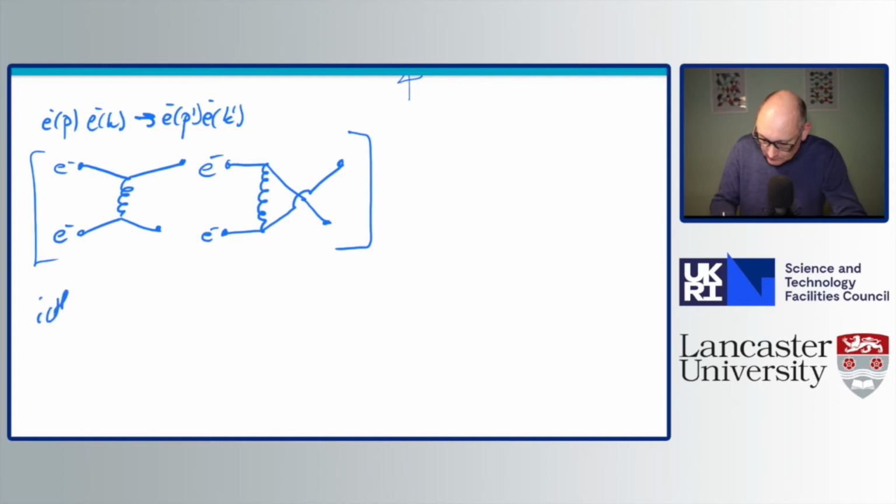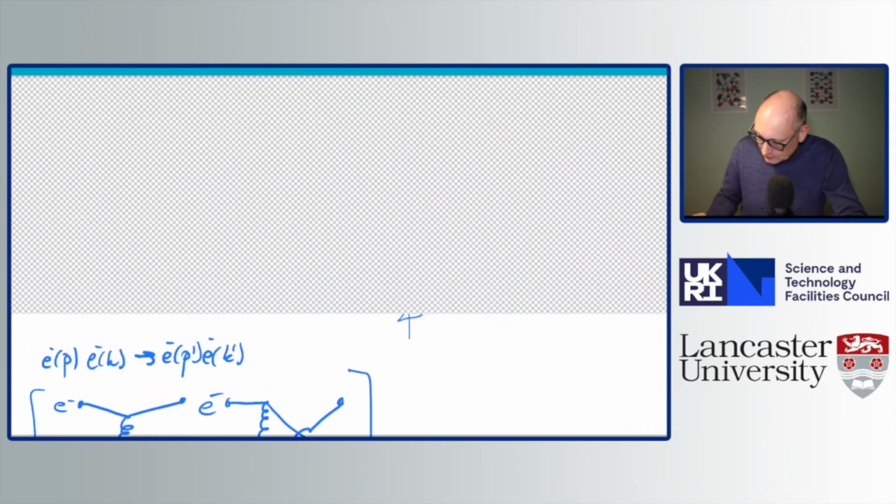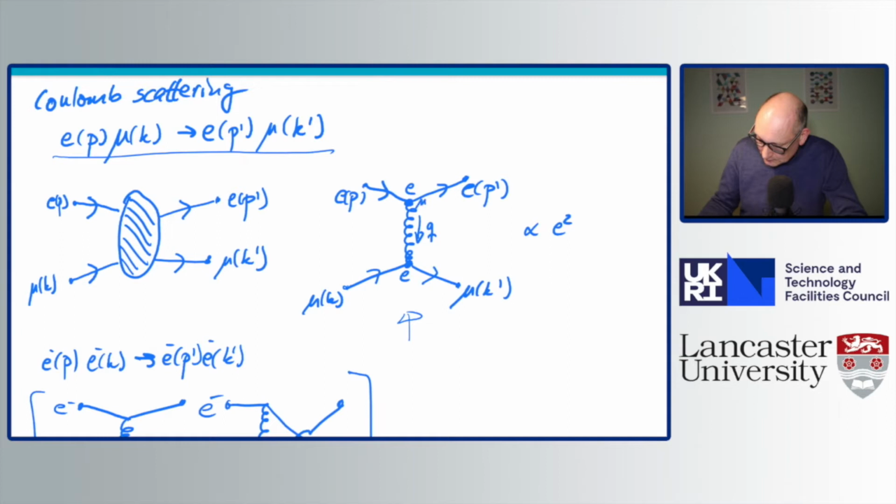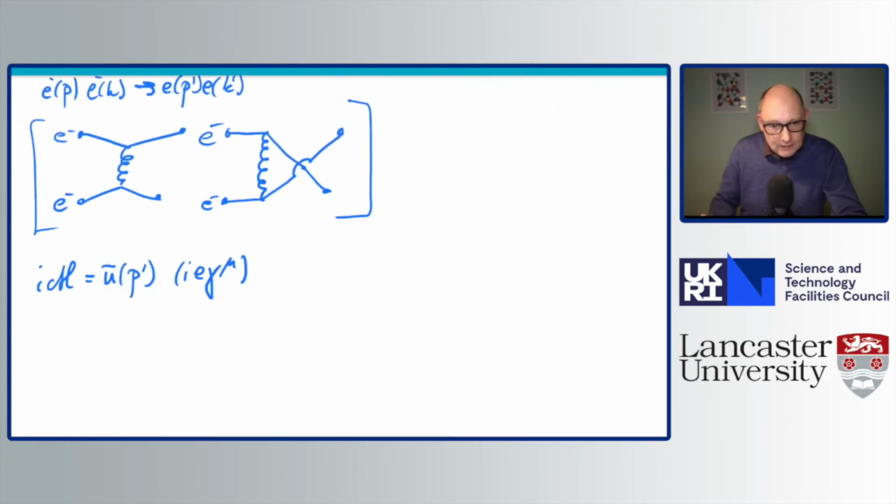So we write i M is equal to the outgoing electron line gives us a u bar of p prime. Then for the vertex, we get a i e, let's call it gamma mu, if this here has a mu and down here has a nu. And then the incoming electron spinor is a u of p.